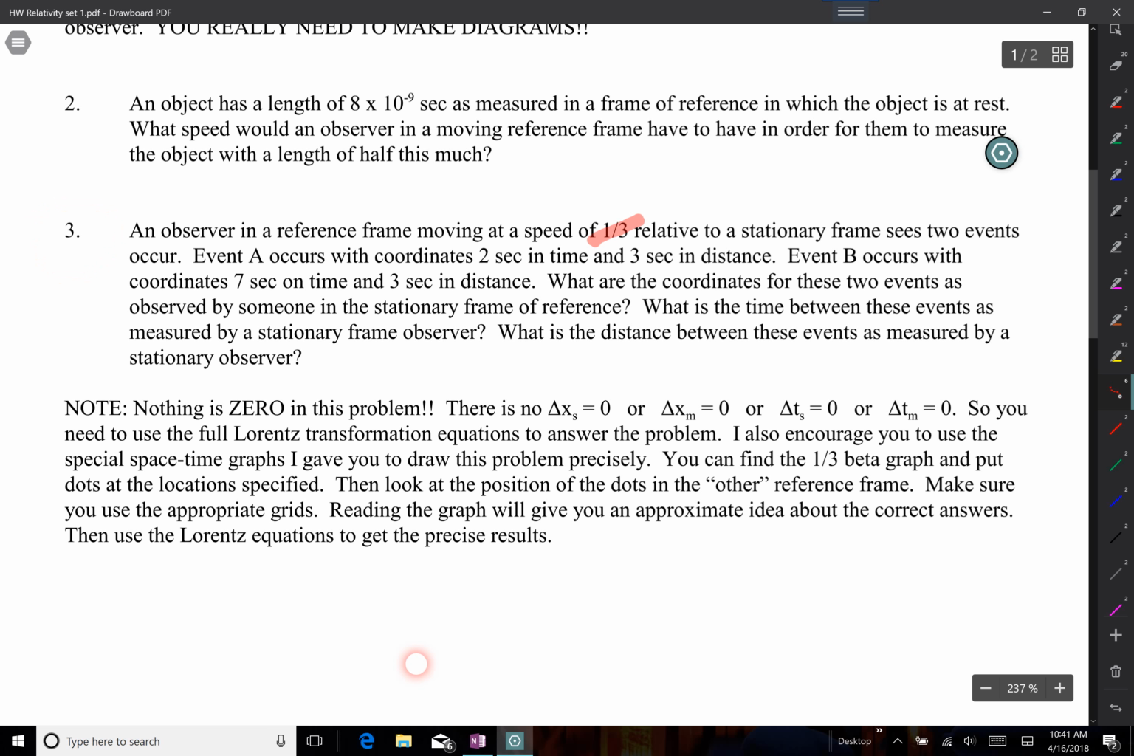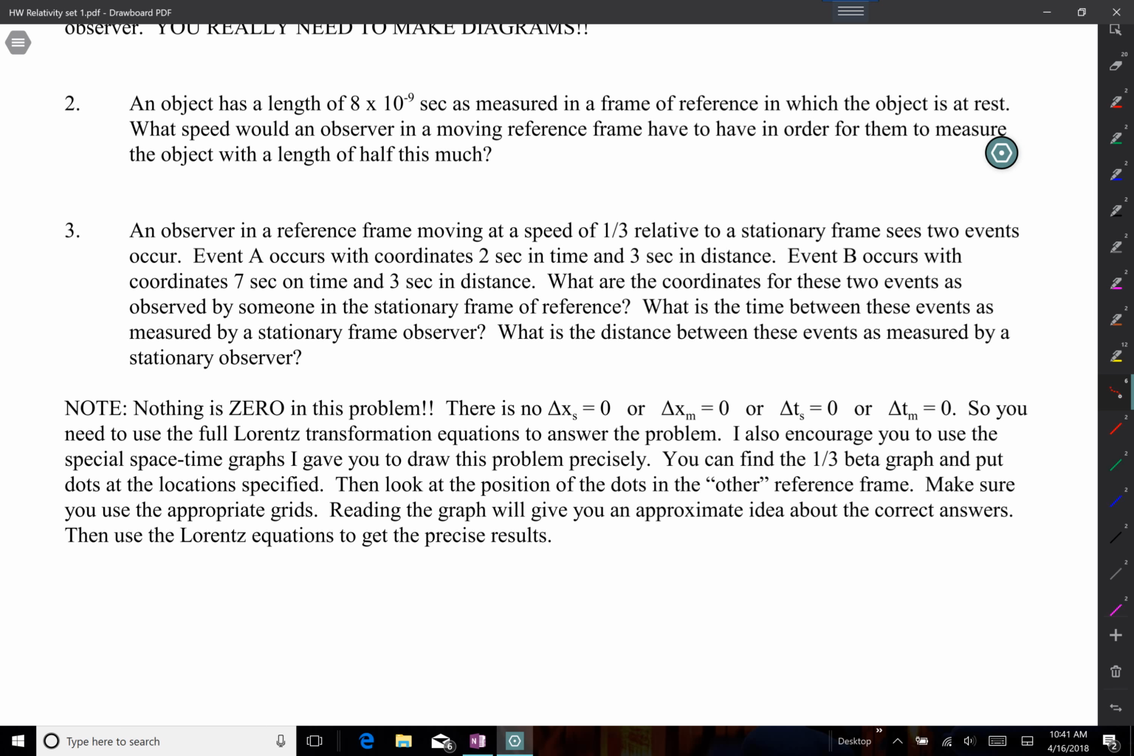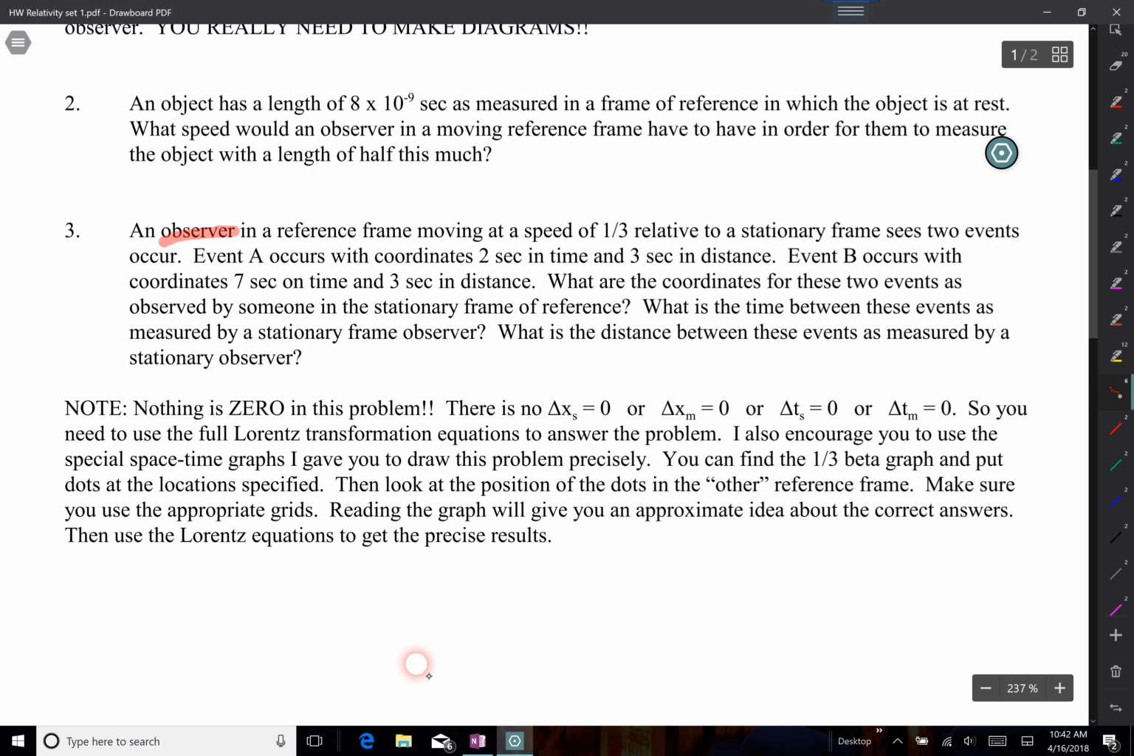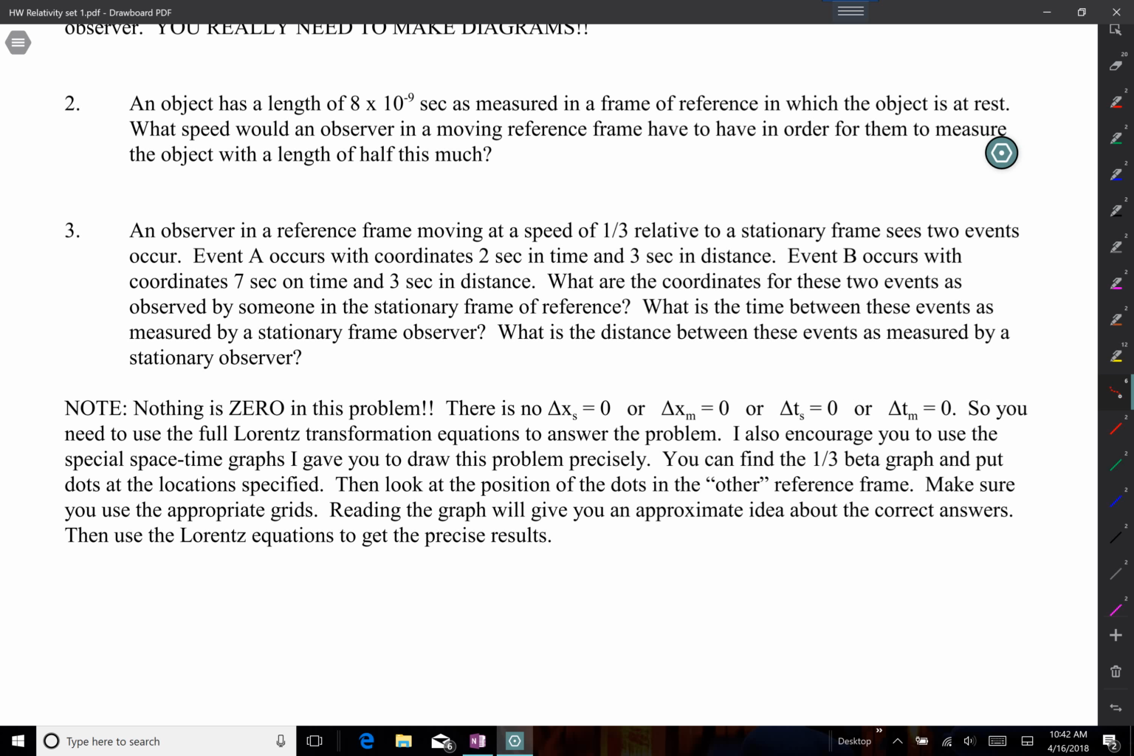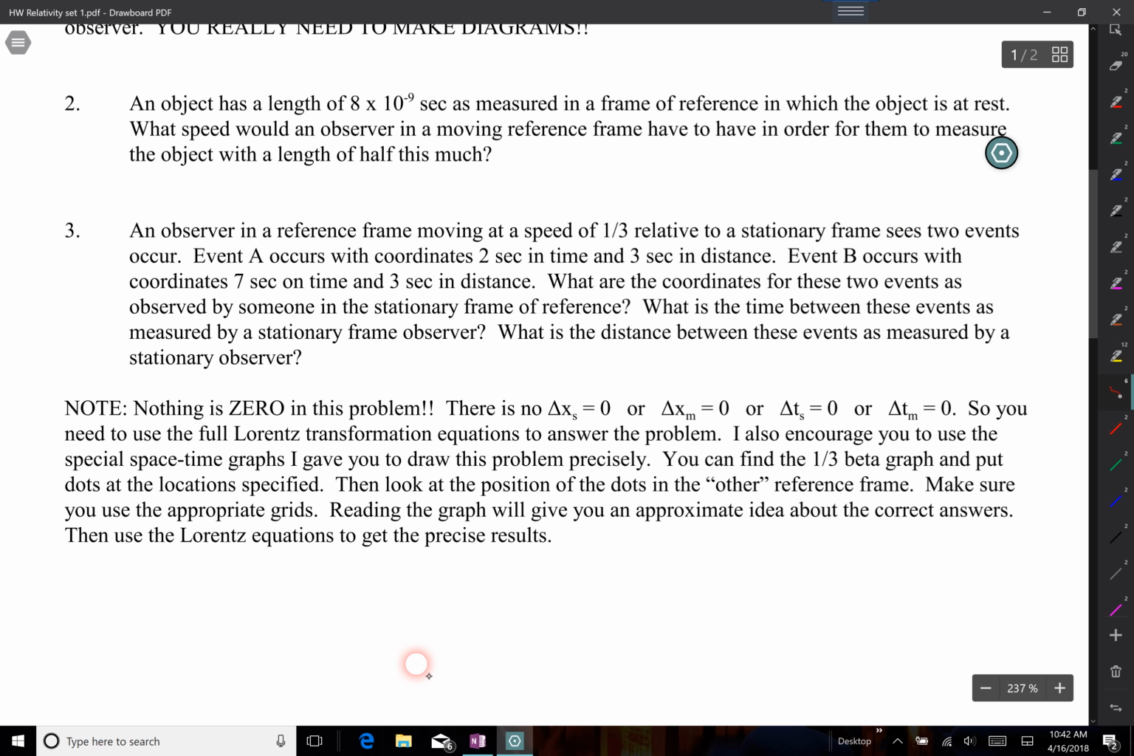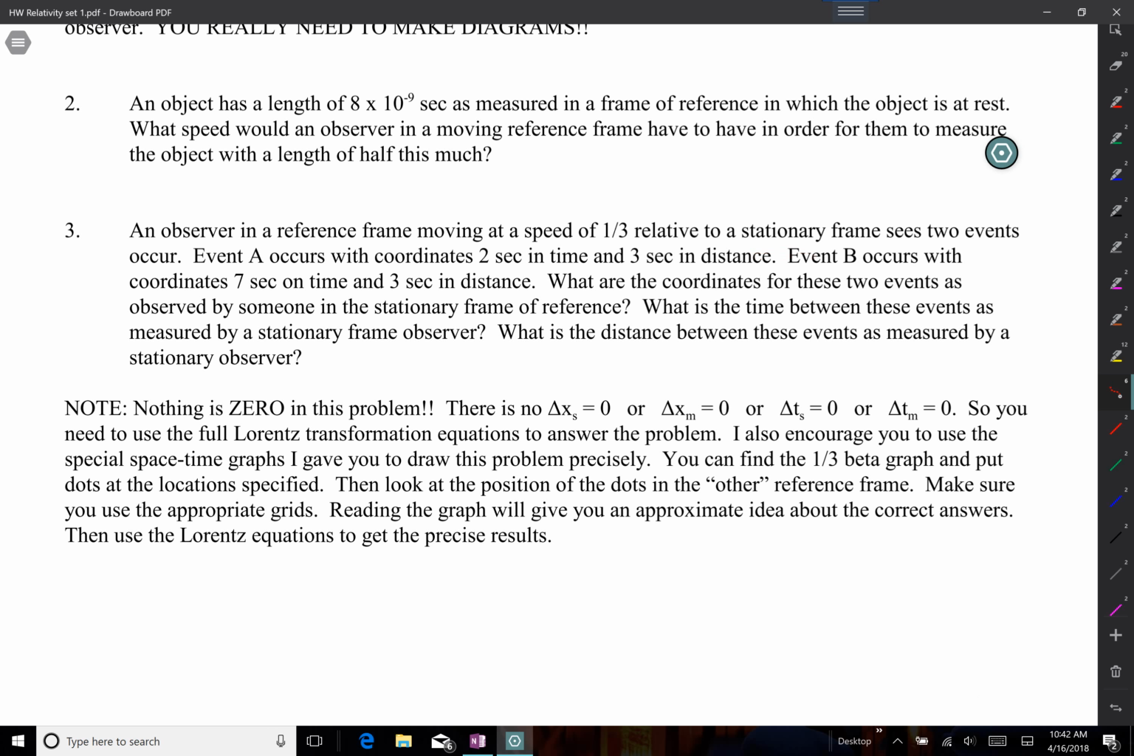We see a beta of 1/3. There's a reference frame moving at a speed of 1/3. There's an observer in that reference frame, and they're making measurements. Okay, they see 2 events, and they give measurements or coordinates for those events. So there's an observer making measurements, and the definition of beta is the dimensionless velocity of the moving observer.